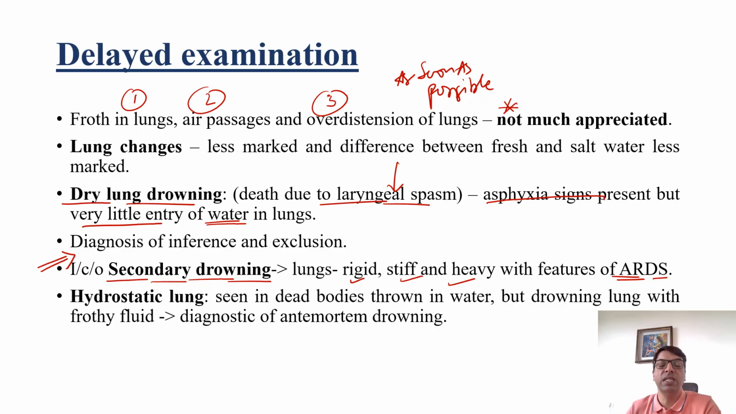The hydrostatic lung is seen in dead bodies thrown in water. The individual is already dead and is thrown in water, whereas drowning lungs contain frothy fluid. It is diagnostic: if the individual is alive at the time of being in water, there will be froth with the fluid. That means froth, if present, is an indicator of the ante-mortem nature of drowning, whereas hydrostatic lung is seen only in dead bodies. Only water is there, but no froth in the lungs.